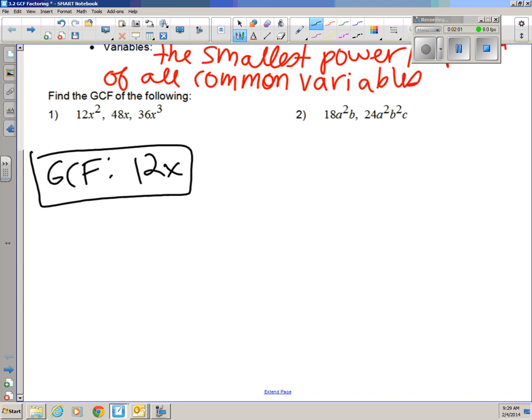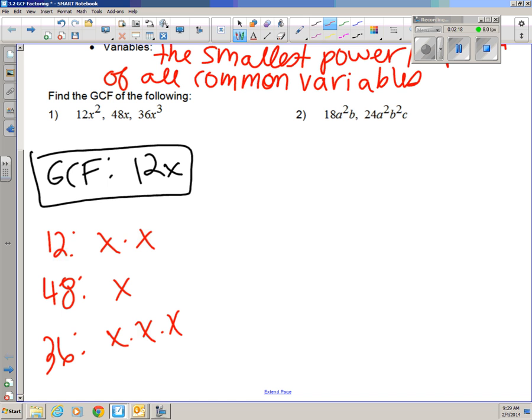Let me show you something about the variables and see if this maybe also makes sense. If I were to take the 12, I know that I have x squared, or I've got x times x. If I looked at the 48, the variable attached to that is x. If I looked at the 36, it's x cubed. Well, I need to know how many is common to all of them. I essentially have one set of x's common to every single value. That's why that one set, or x, is my GCF.